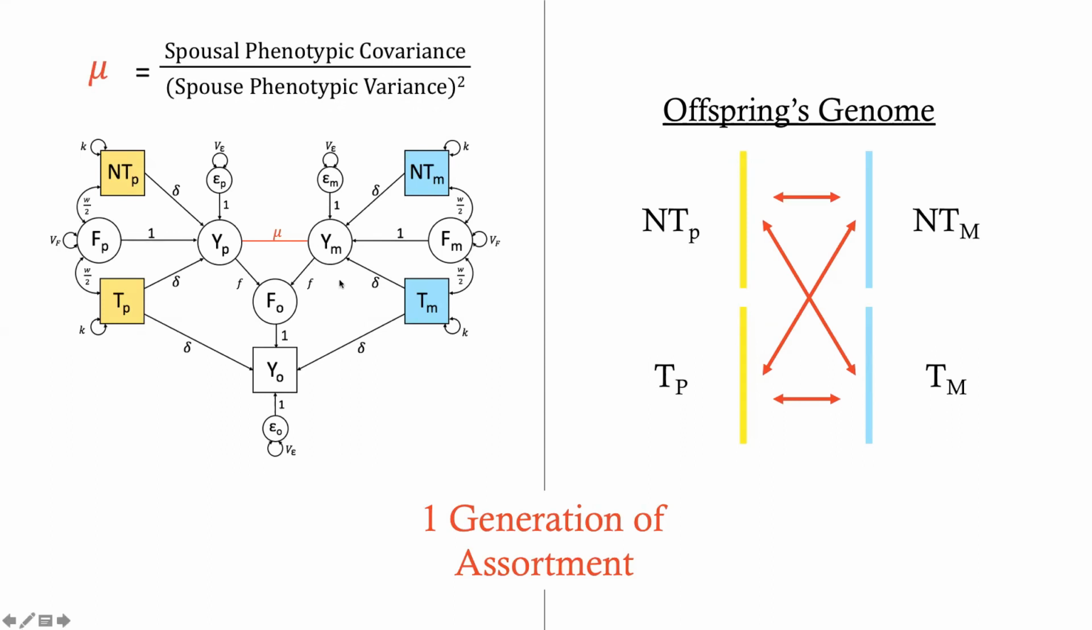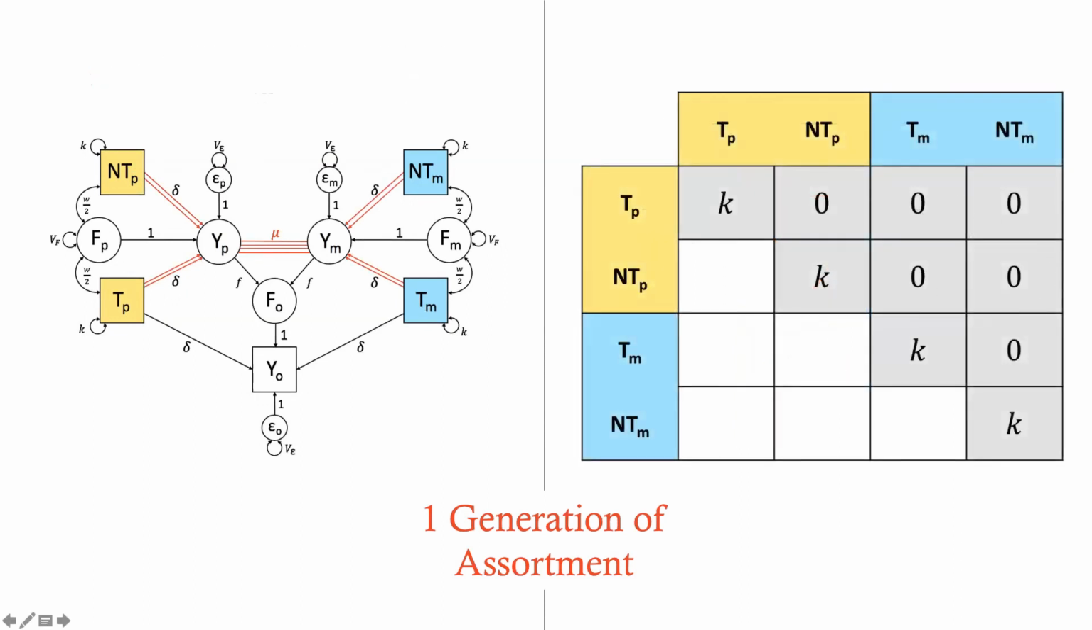By including this copath here, we're allowing for all these different relationships between spousal haplotypes. And as such, these between spousal covariances will no longer be equal to 0, but instead we can make them equal to G, where G is literally just the increase in PGS covariances due to assortment. So that's how we model a single generation of assortment. And it's where some existing models of assortment end.